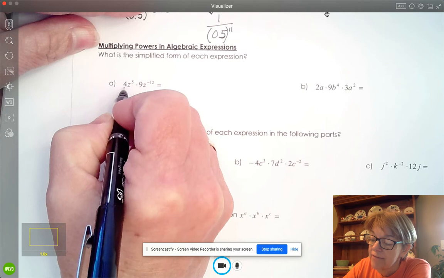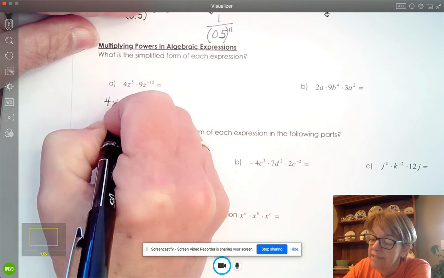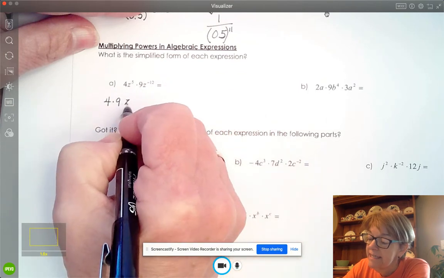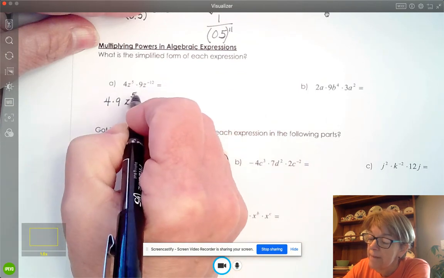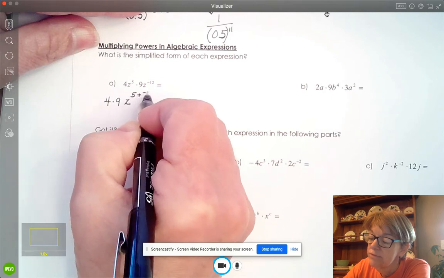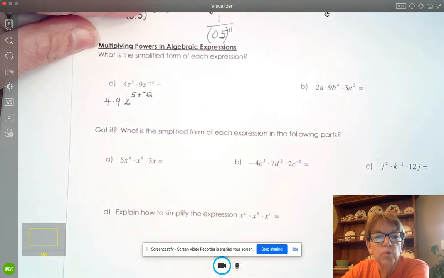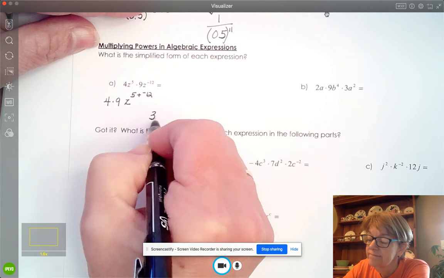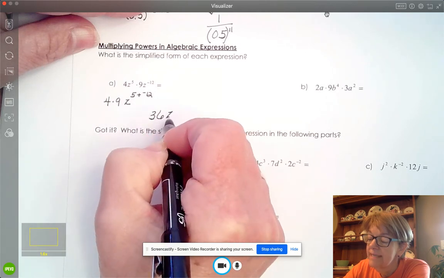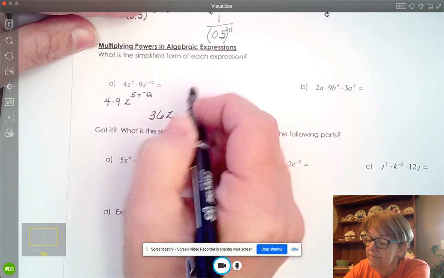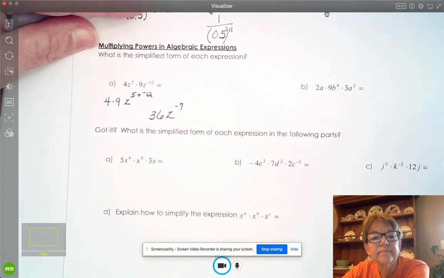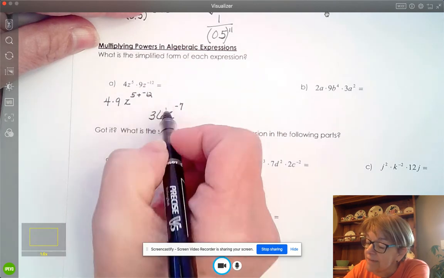First of all, I have 4 times 9, okay? And I have z to the 5 plus negative 12, or 5 minus 12. 4 times 9 is 36. My z, 5 plus negative 12 is negative 7. And I have simplified this.